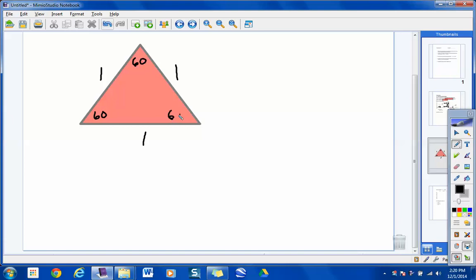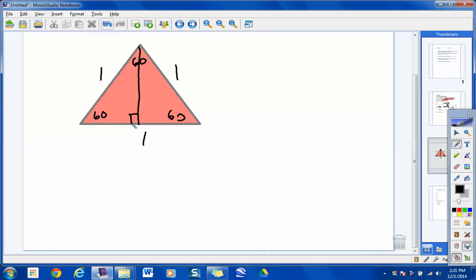Now if you can imagine me dropping an altitude right in here, what angles form down here between the altitude and the base? 90. And then this 60 gets cut in half as a 30-degree angle. So this triangle is really coming from an equilateral triangle getting cut in half. So do you see the 30, 60, 90 correlation here?